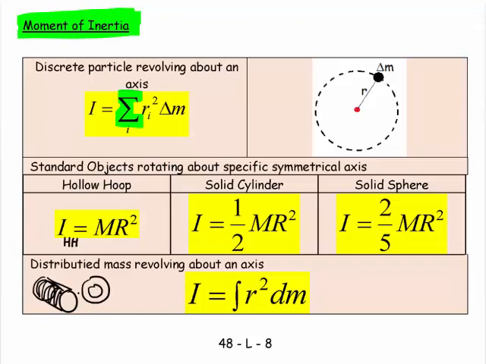I don't use those terms in questions. I call it a hollow hoop so there's no misunderstanding. And that would be mr squared. It would be the mass of the object times the radius squared. That would give you the moment of inertia.